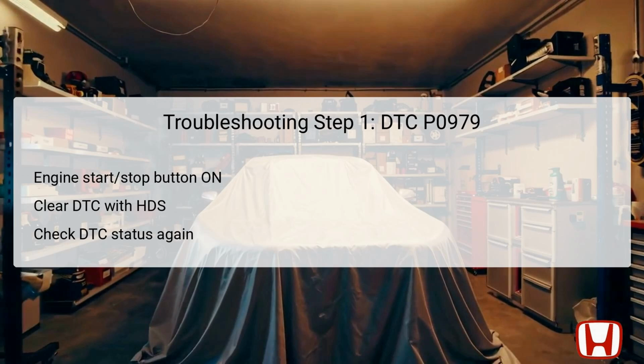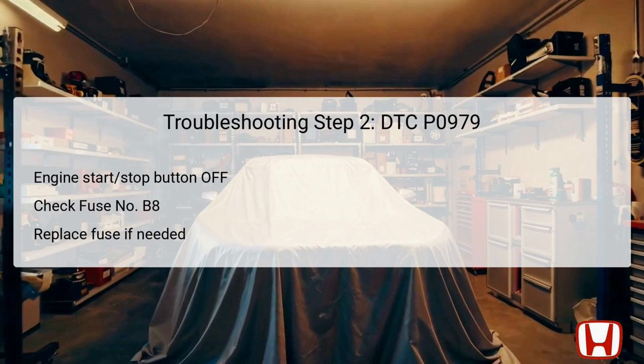Next, check the DTC status again using the HDS to verify if the P0979 appears as a confirmed or pending code. If the code is confirmed, proceed to the next step in the troubleshooting process. If the DTC does not appear, this might indicate an intermittent error, and it is advisable to inspect for poor connections or loose terminals between the solenoid and the PCM.